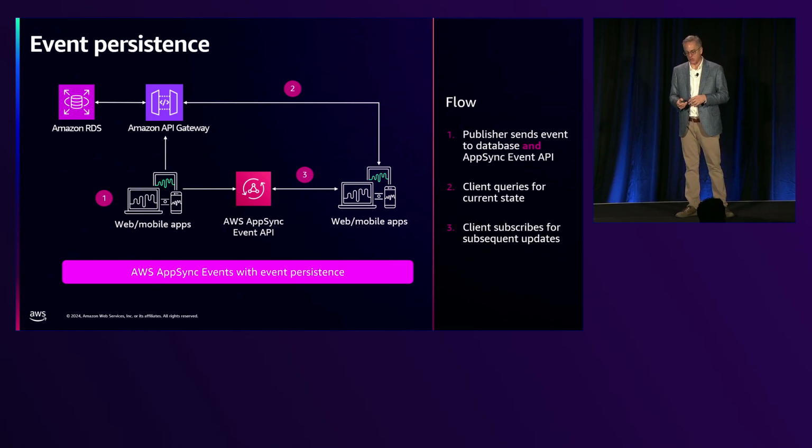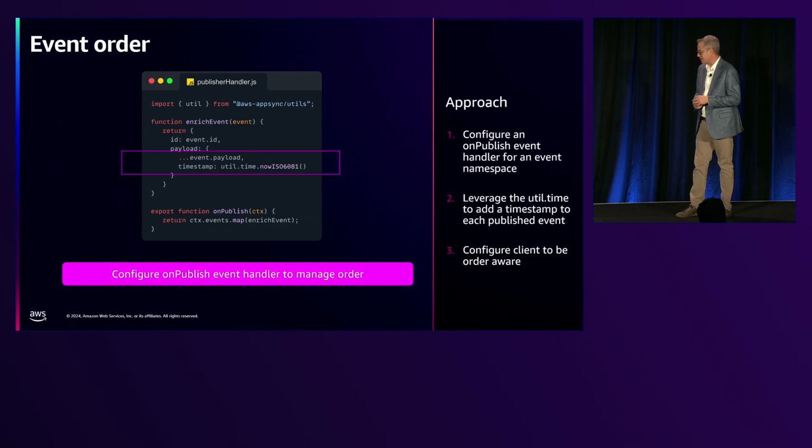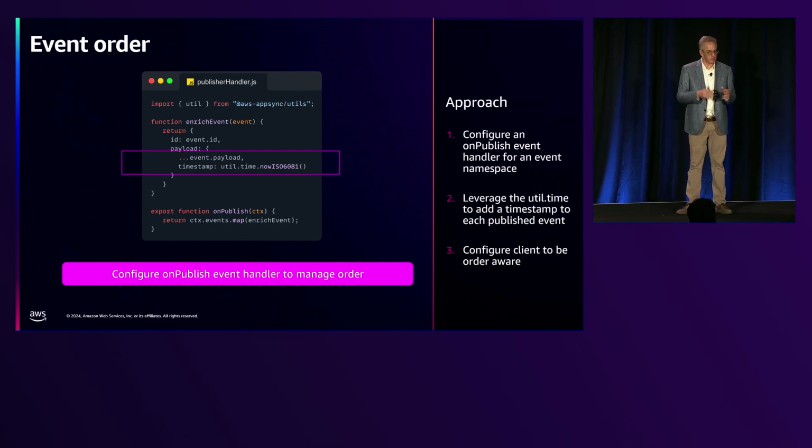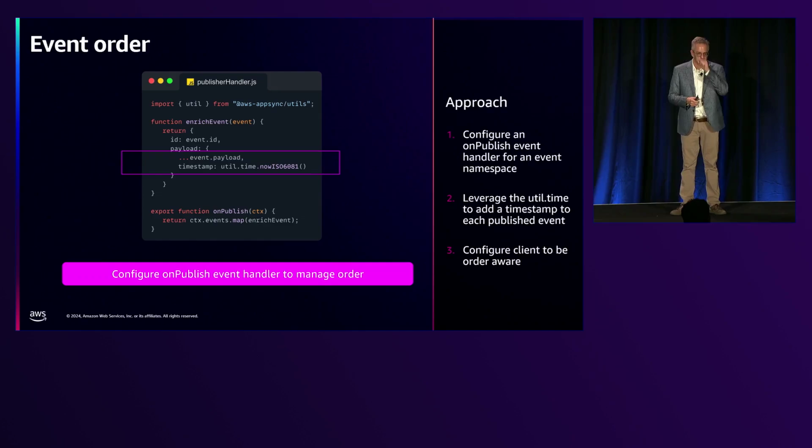Another example, and Kim really just demoed this, was how to add event order. So we don't guarantee order in the delivery of the events through AppSync Event API. So what you would need to do, something like Kim just did, which was leverage the AppSync utilities to include a timestamp to transform your event as it flows through to give something for your clients to be able to reason about order. So that's an example of how you might do that.